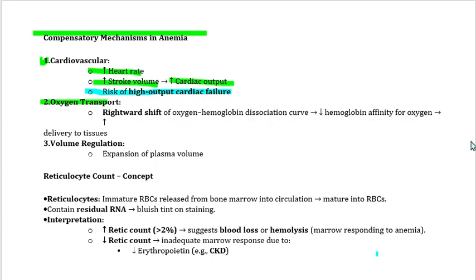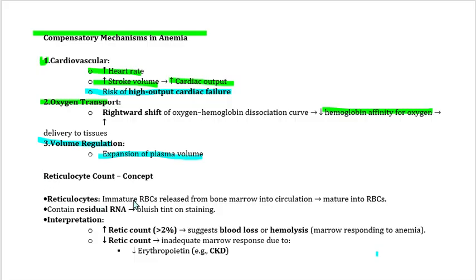When it shifts to the right, the affinity of hemoglobin for oxygen decreases, and so there is more delivery of oxygen to the tissues. And number three is volume regulation. There is expansion of the plasma volume. As the plasma volume expands, it is actually the body trying to compensate. By increasing the plasma volume, maybe it can compensate the tissue perfusion, tissue oxygenation.